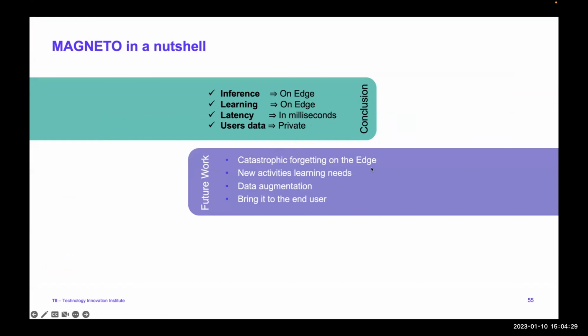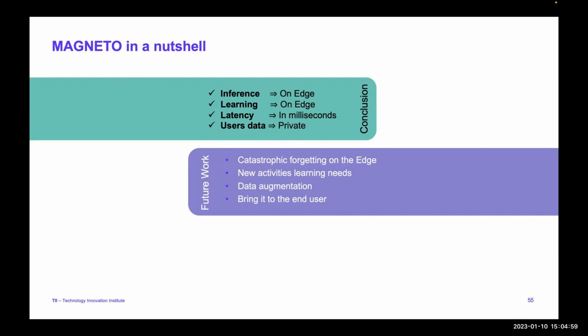There are issues with catastrophic forgetting. Basically, when we add more classes, we tend to lose the quality of the previous classes. This is something that we have tackled in a new paper that I have shown you just before. You have new activities learning needs. So what kind of activities do you need to learn, and then how to adapt the data collection that we had before with potential new activities. We cannot be generic from this perspective.